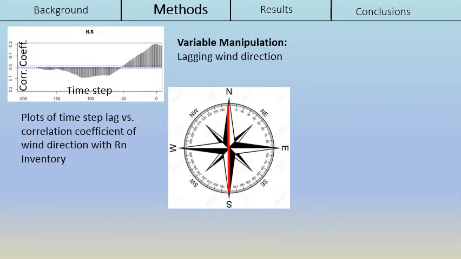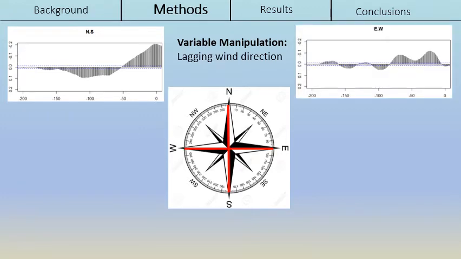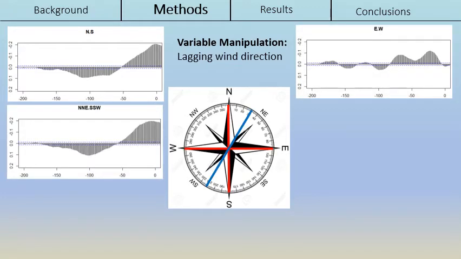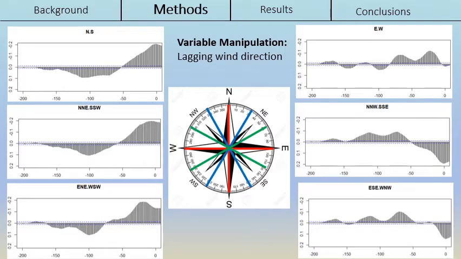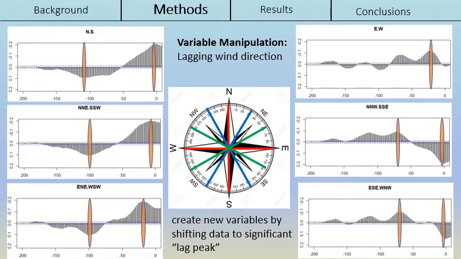So next in the variable manipulation is going to be lagging wind direction. Since not all of these relationships are immediate, we're going to look back through time steps at 30-minute intervals and look for correlation coefficients between radon inventory and the wind direction at that time. The first one is north-south, as shown here, and we do this for all the other axes, and we can see peaks and valleys here showing a positive or negative correlation with wind direction and radon inventory. Each of these peaks or valleys is highlighted and selected, and a new variable is made by shifting data to these significant lag peaks. So we've really built up the number of variables that are adding to this model.